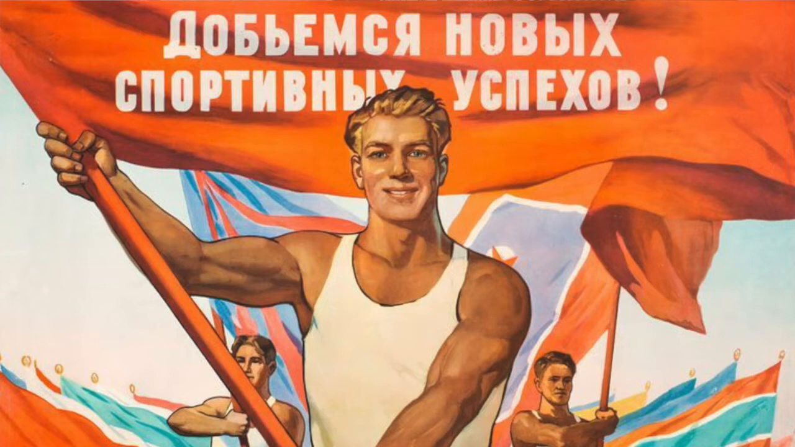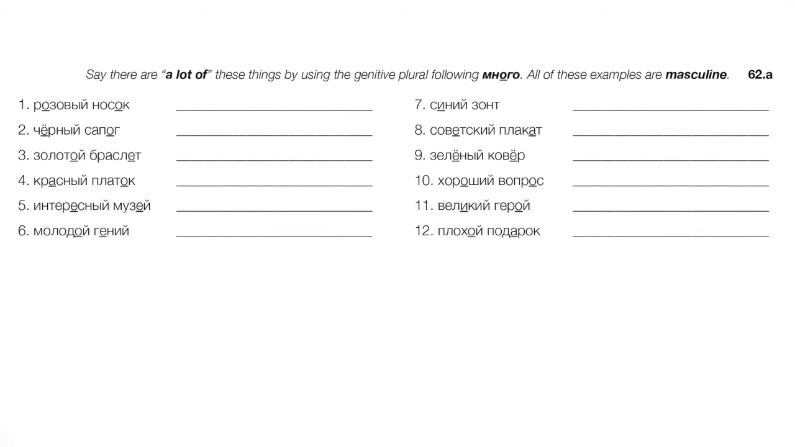Okay, so let's give a few masculine examples here with, again, adjectives and nouns. And again, you may pause the video and quiz yourself if you like. Rozowy nosok. Okay, and let's use here the genitive plural following mnoga, right? A lot of pink socks, for example, right? So following mnoga, we're getting the genitive plural. Mnoga rozowych noskov. Right, hard masculine, we're getting rid of the mobile vowel.